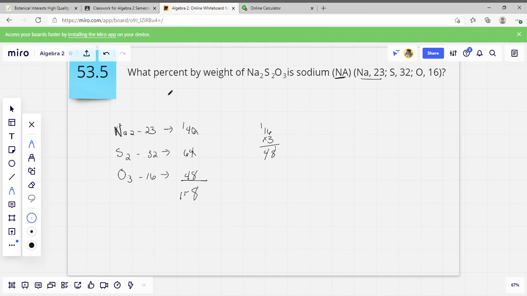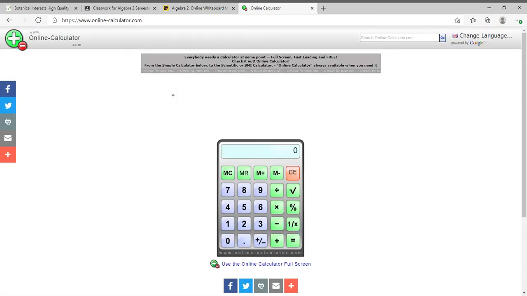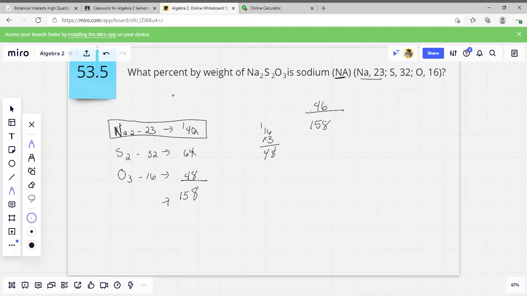158. Okay. So I'm going to make this into a fraction. So there's my total weight, right? What percent is this part of it? So that's going to be 46 out of the 158 is my sodium. That's a fraction, but I can just divide it to come up with a decimal, and then I can turn that into a percent. So that was 46 divided by 158.